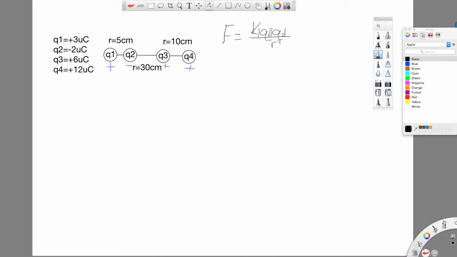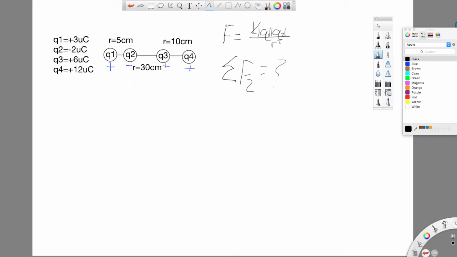We are going to try to figure out what is the net force, or the sum of all the forces on F2. So that's our goal. To do this, we need to figure out each individual force acting on this. So what we're going to do is figure out the force between 1 and 2, between 3 and 2, and between 4 and 2.